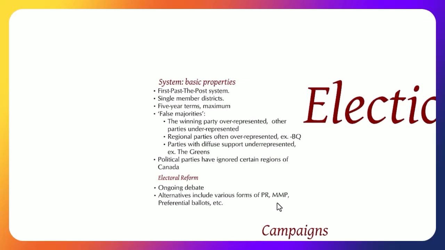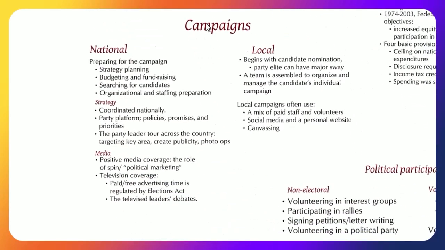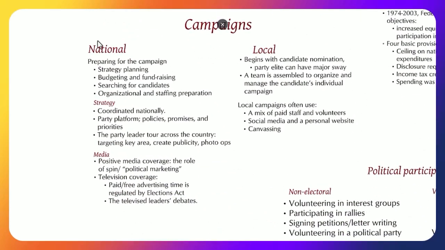Moving on to campaigns. A campaign will take place on both the national and the local level. Political parties will prepare in all sorts of various ways and plan their strategy. They have to think about budgets, because of course an electoral campaign costs a lot of money. They have to think about fundraising and how to pay for that campaign. They have to have candidates in all the ridings and decide where candidates should be running.